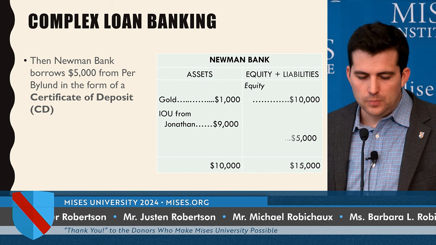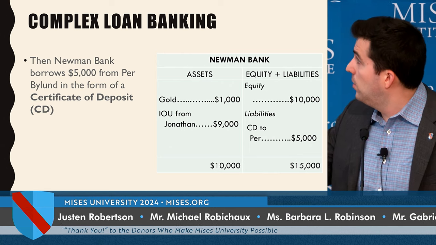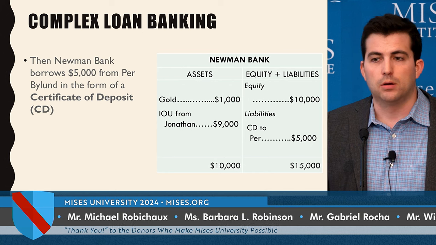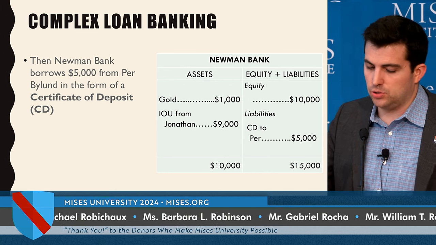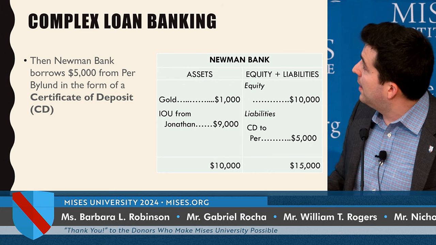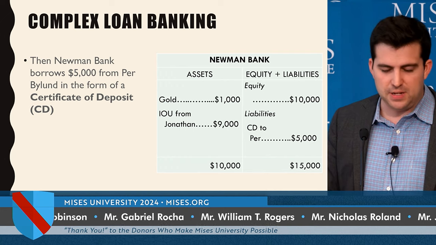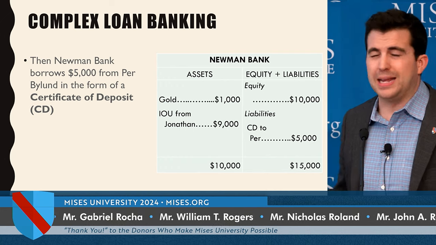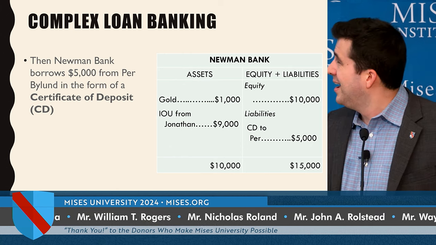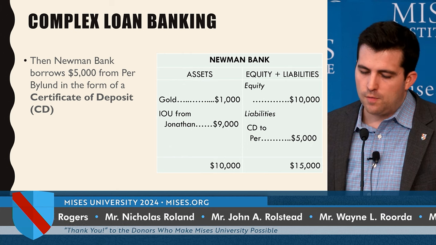All right. So my liabilities go up because now I owe a $5,000 certificate of deposit to Per in 1 year. That's worth $5,000 now. So as you'll see, my equity plus liabilities goes up to $15,000. What am I going to do with that money? I could just sit on the gold and then my gold would go up $5,000, but I want to actually make money with this. I don't just want to borrow from him and then pay it back for no reason.